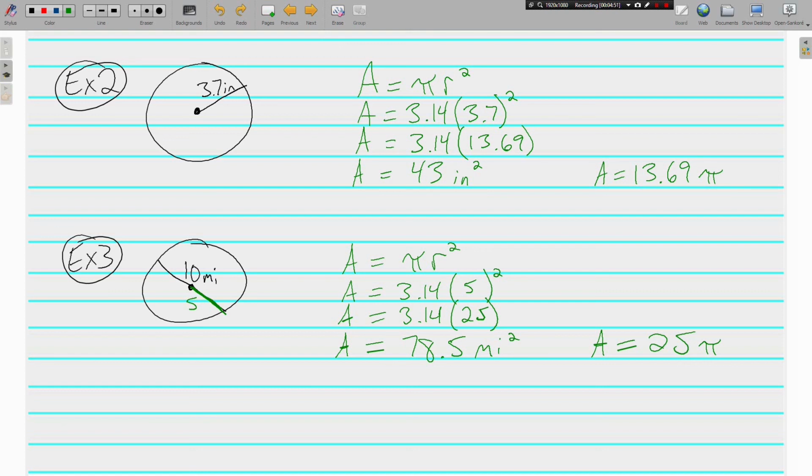A little different formula. Don't confuse the formulas for circumference and for area. They are similar, but they find different things.